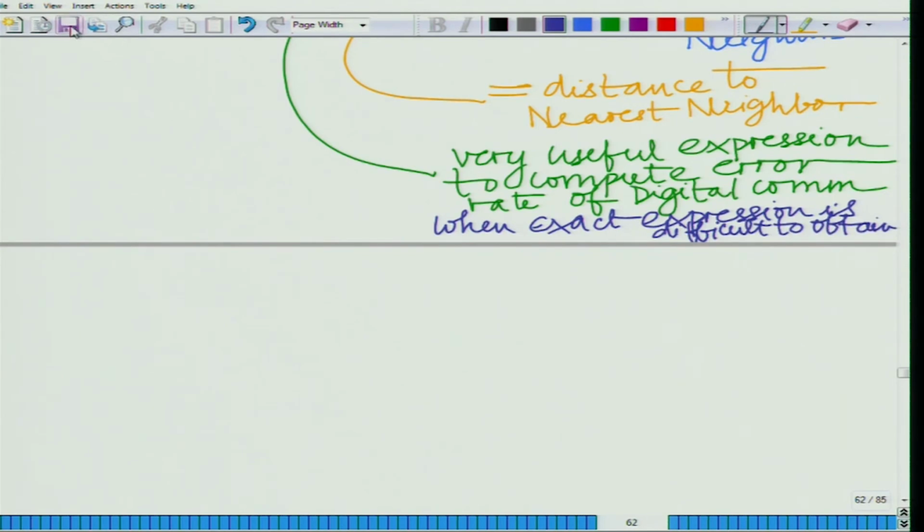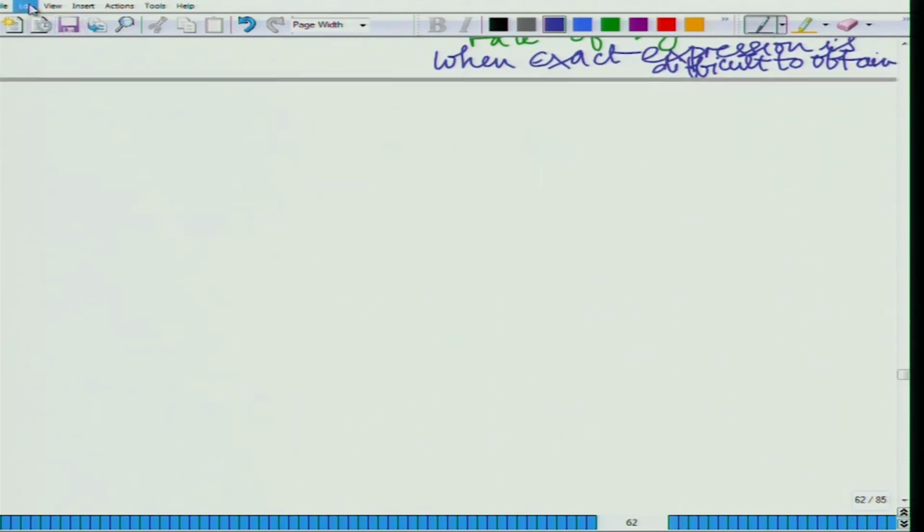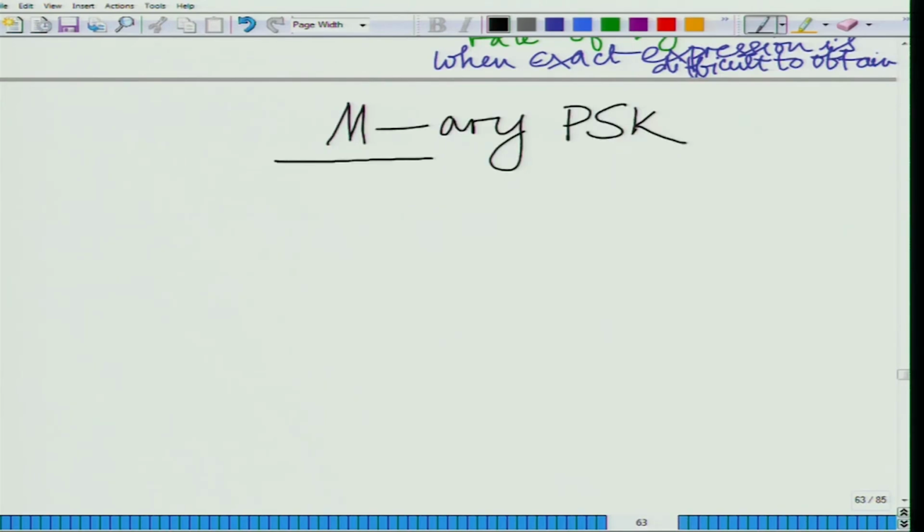When exact expression is difficult to obtain. Now, let us go to our M-ary PSK. So, now let us go to our M-ary PSK constellation, and here we want to find again the symbol error rate using the nearest neighbor criterion, using this approximation based on the number of nearest neighbors.